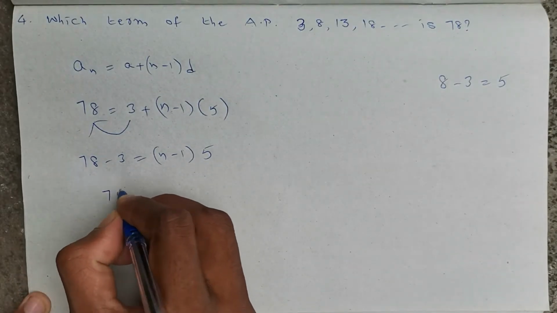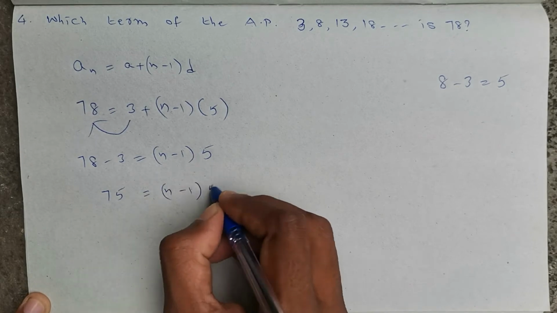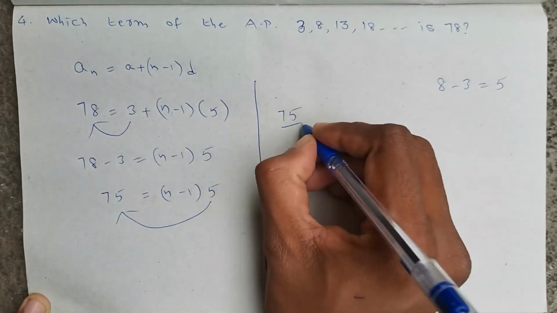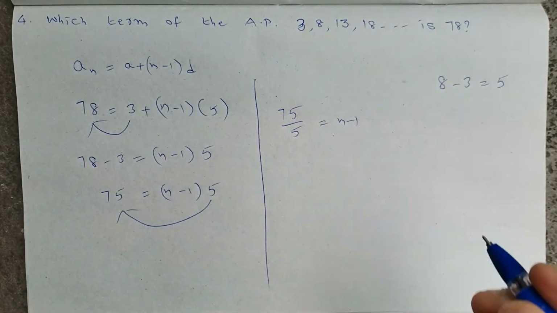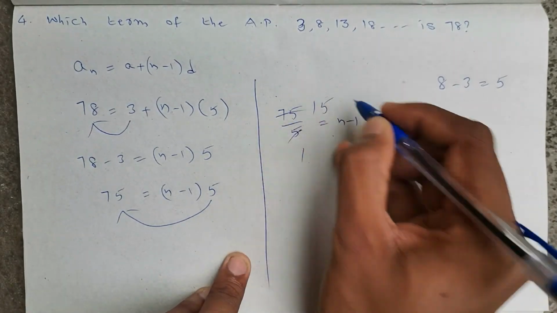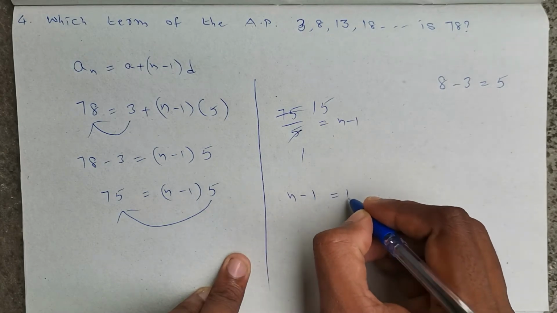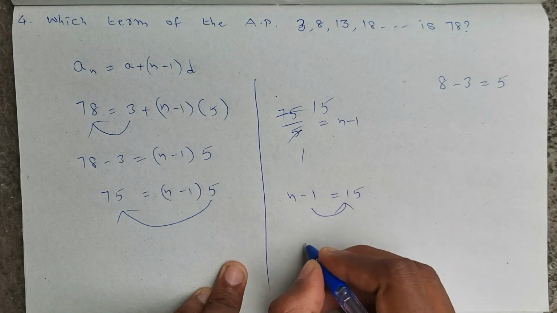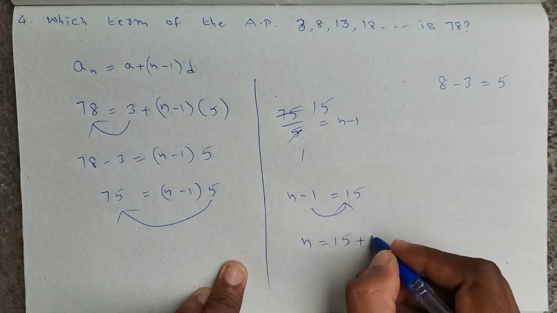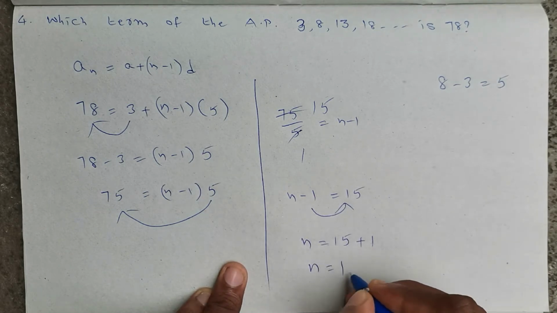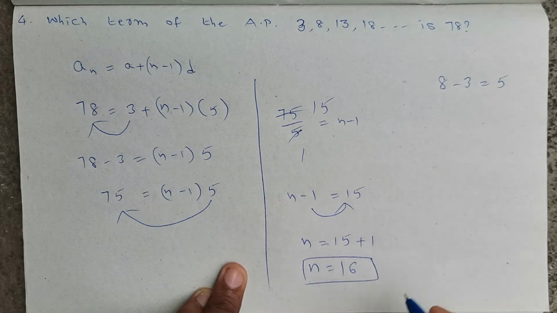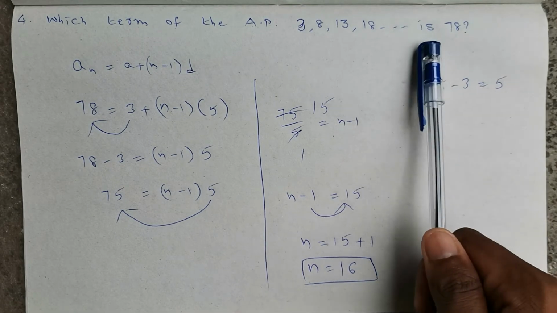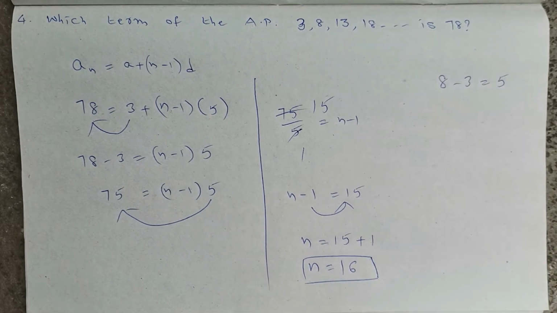Now I will take this plus 3 to the left side, so we will get 78 minus 3 is equal to n minus 1 into 5. 78 minus 3, 75 is equal to n minus 1 into 5. Now I will take this 5 also to the left side, so we will get 75 divided by 5 is equal to n minus 1. 5 fifteens are 75, so n minus 1 is equal to 15. Then minus 1 if we take to the right side, we will get n is equal to 15 plus 1, that is nothing but 16. So it means in the given AP the 16th term is 78.